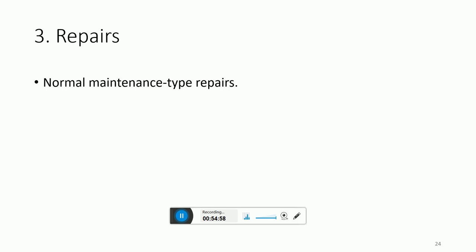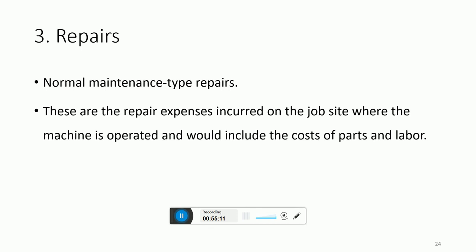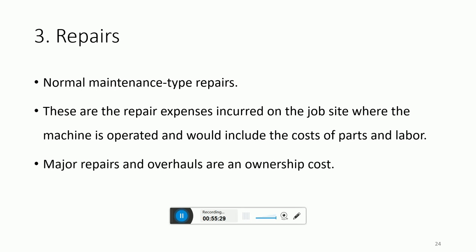The first of the operating costs we have discussed is fuel. The second operating cost is lubricants, filters and grease, etc. The third operating cost is repairs. These are normal maintenance type repairs, and these repair expenses can be incurred at the job site where the machine is operated and would include the cost of parts and labor.